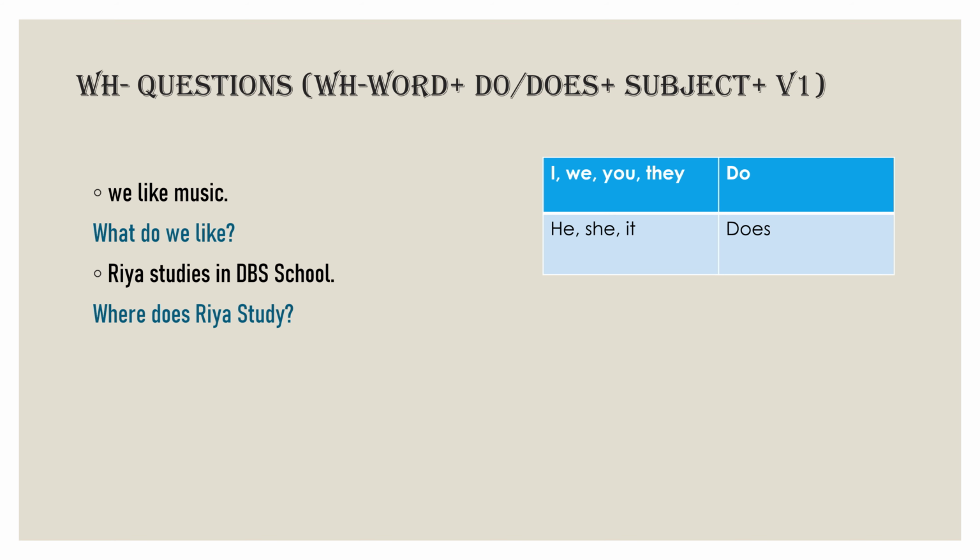WH questions in simple present tense. Structure: WH word plus do or does plus subject plus V1. WH questions begin with words such as what, how, why, where, and so on. Examples: we like music. What do we like? Ria studies in DBS school. Where does Ria study? It's not where does Ria studies, it is where does Ria study. We don't make any changes in the main verb.